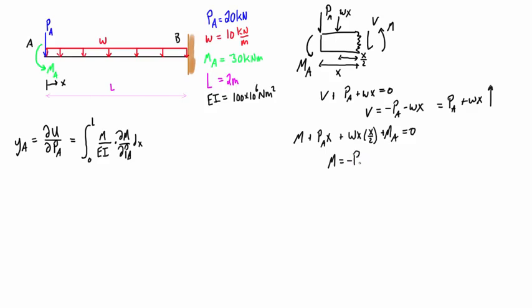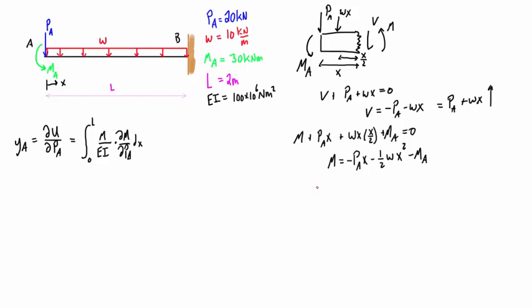So we get negative Pax minus 1/2 Wx squared minus Ma. And this here is our expression for the internal moment in terms of x, right? Because as x increases, all this stuff's increasing and our moment is changing. So that is going to be what we plug in here for our moment.